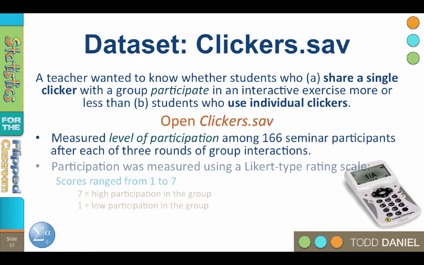Participation was measured using a Likert-type rating scale with scores ranging from 1 to 7, where 7 equals high participation in the group and 1 equals low participation in the group. Remember those ranges, 1 to 7, because that will be important in a moment.